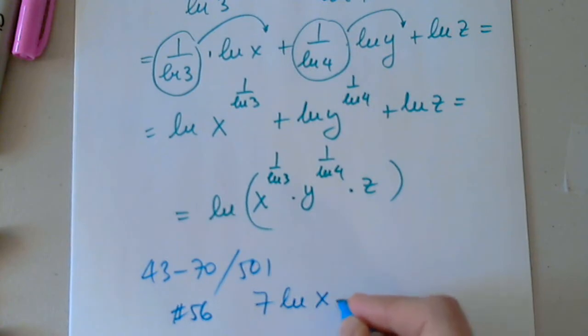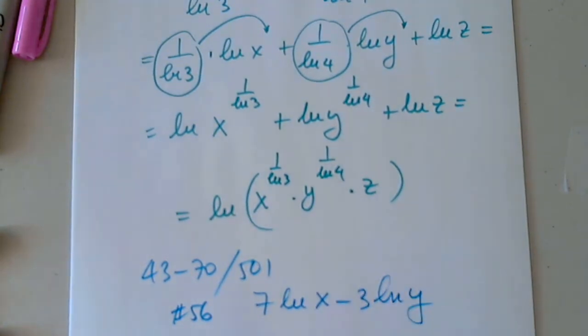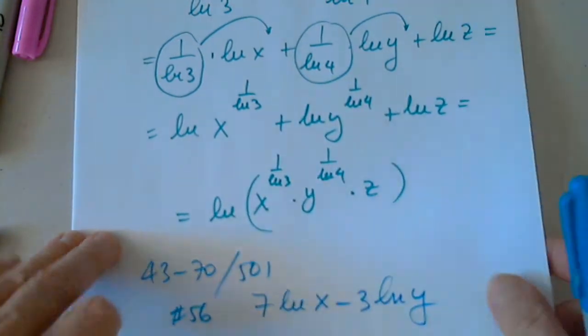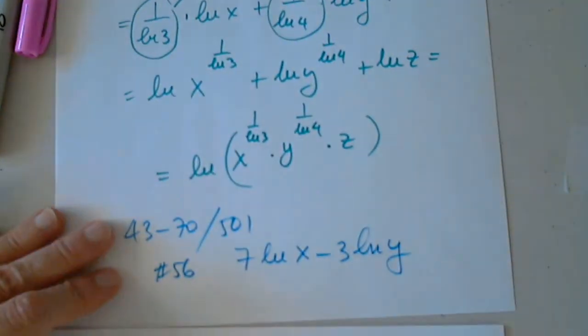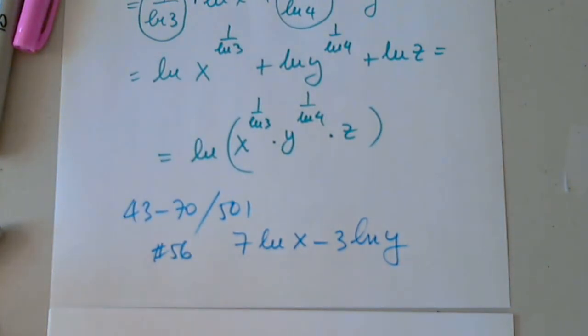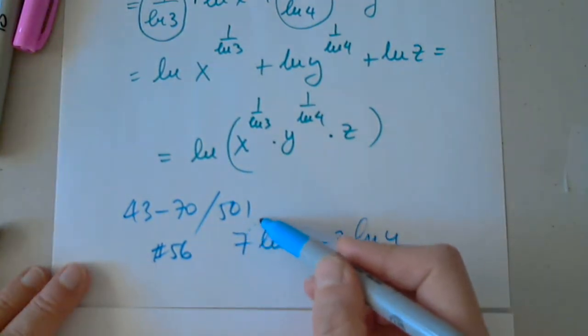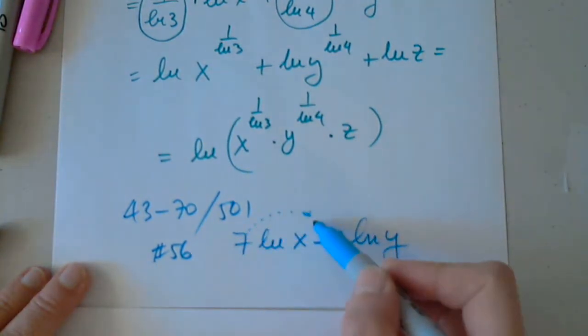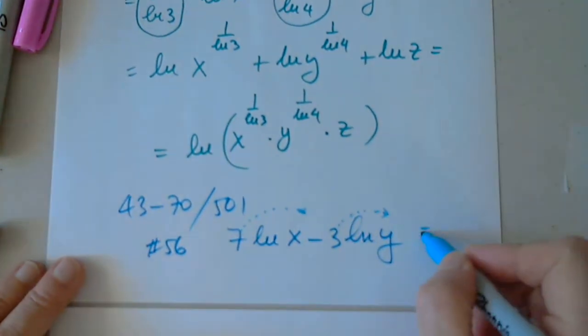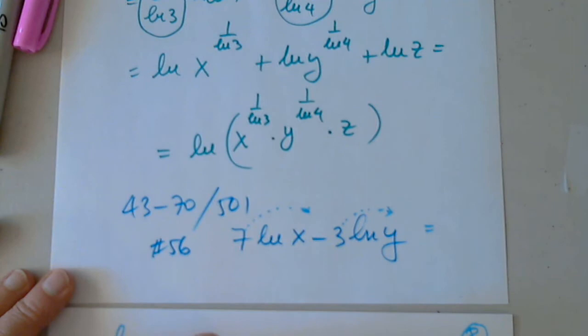7 natural log x minus 3 natural log y. So in order to condense, I'm using the same 3 properties: product, ratio, and power, nothing else. First, I have to take it back where it came from. It's the same thing here. Where did it come from? It came from the power of x.